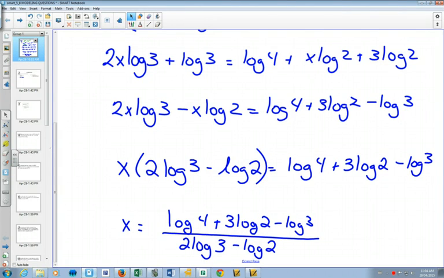Now for today, we are going to get a handout on modeling exponentials. So I'll start from here, take one, and pass it on.